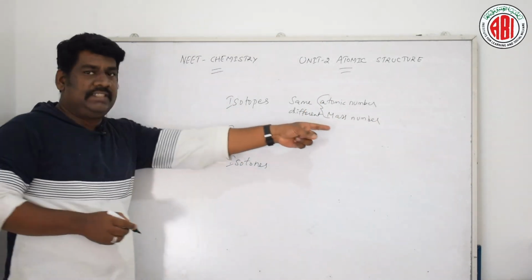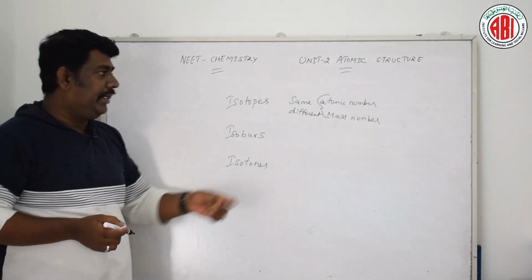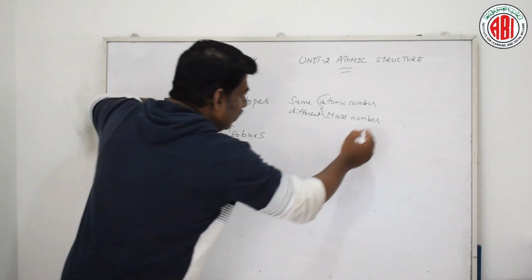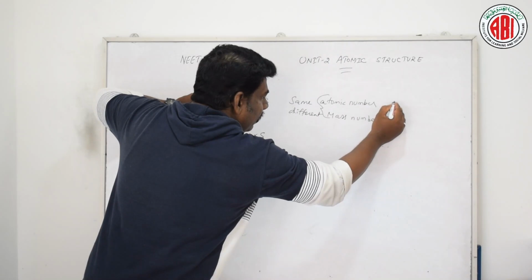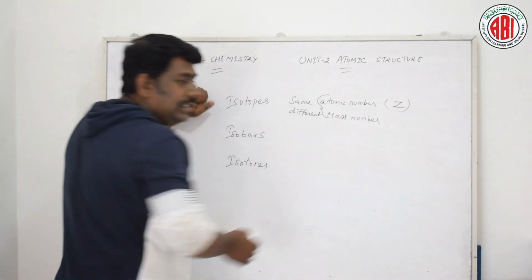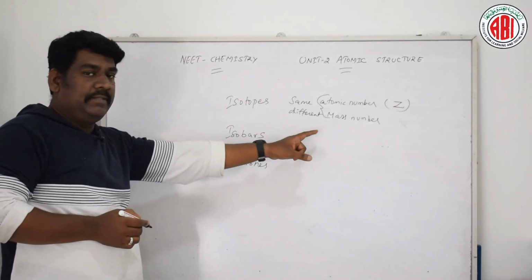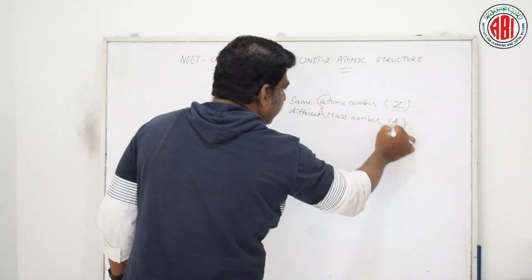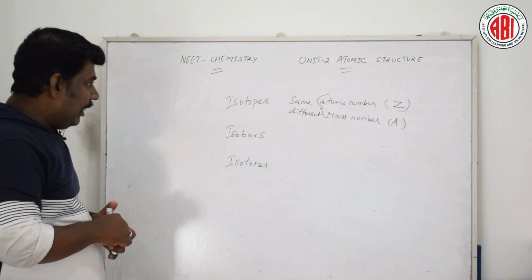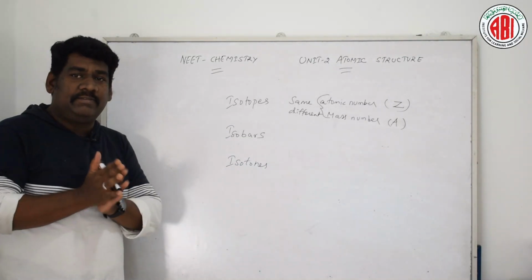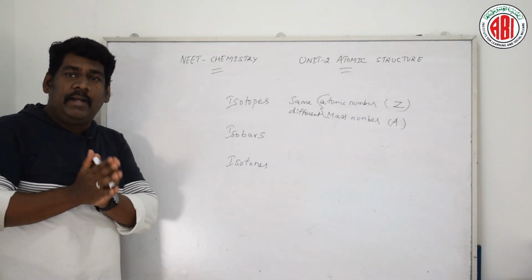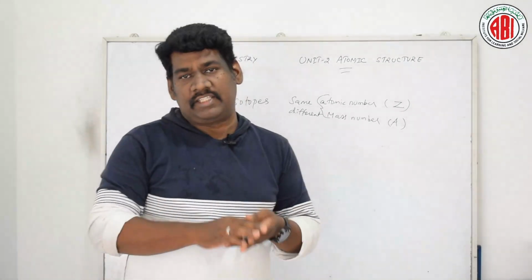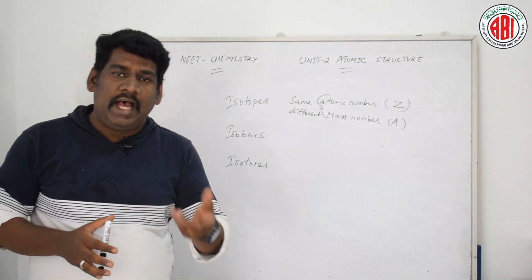In the previous class we discussed the meaning of atomic number and the meaning of mass number. Atomic number is denoted with Z, and mass number is denoted with the capital letter A. So isotopes are nothing but atoms of the same element which have the same atomic number with different mass numbers. This is said to be isotopes.